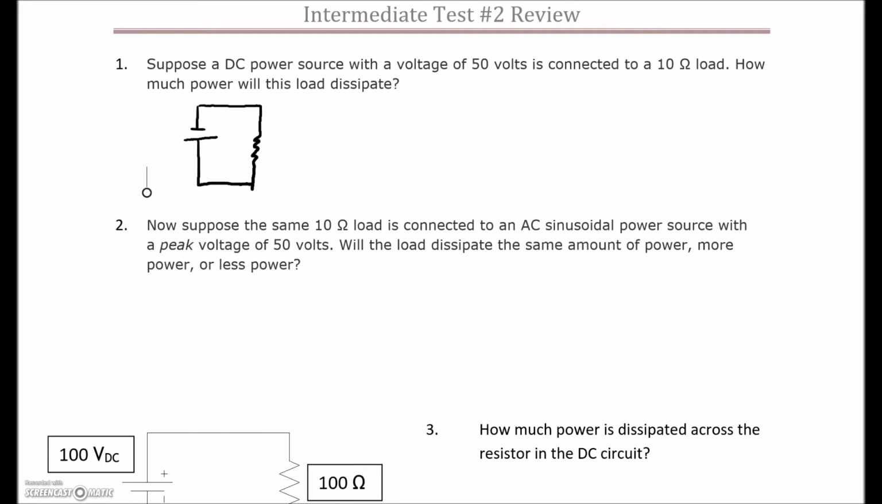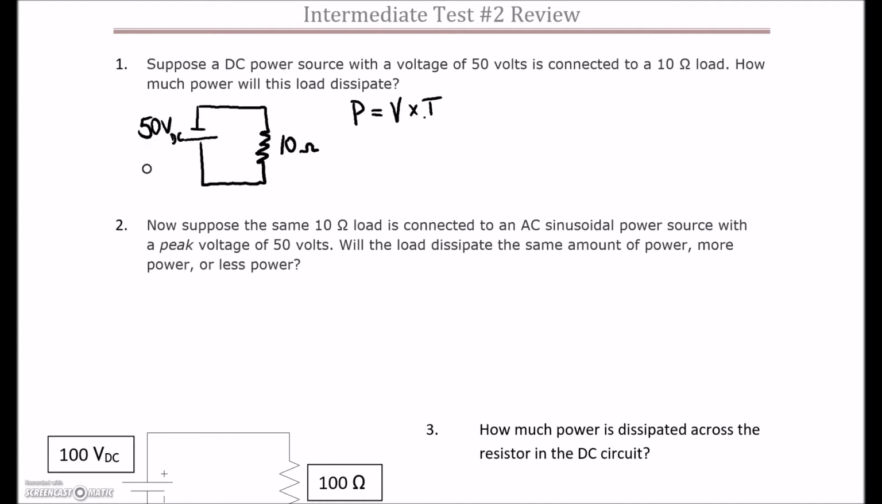And this resistor, good Lord, what's going on with my drawing today? There we go. Okay, so this resistor right here is 10 ohms, and our voltage is 50 volts DC. So it's always at 50 volts. So, DC source, how much power is this load going to dissipate? So I bet you this question threw you. It threw you because we haven't looked at these equations since the first week.